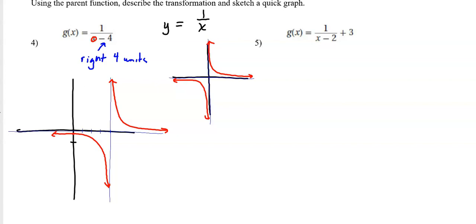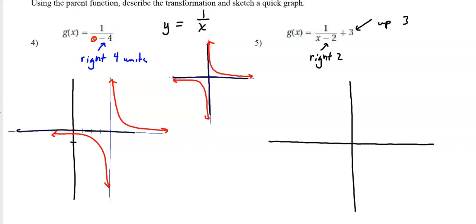Now over here on the next one, the bottom looks like we're going to move right 2, but then this +3 means we're going to go up 3. So that's going to shift things a little bit. 1, 2, 3, 4. 1, 2, 3, 4. Let's get some tick marks on here, and let's get our asymptotes in the mix. So we have an asymptote right 2. Now we have an asymptote 3 up. And the graph, that 1 doesn't change the shape of anything, so it should look very similar to the other ones here.